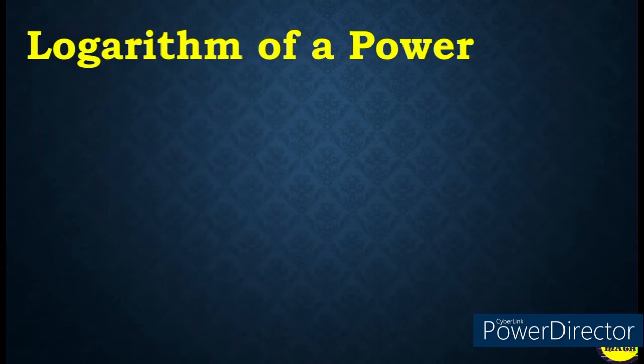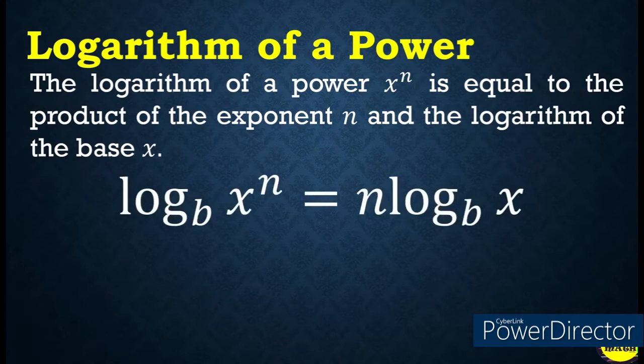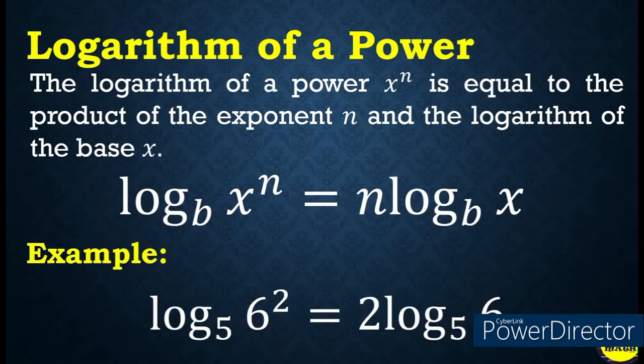For law number 3, the logarithm of a power: x raised to n is equal to the product of the exponent n and the logarithm of the base x. Let's say logarithm x raised to n with base b is equal to n times logarithm of x with base b. For example, log 6 squared with base 5 is equal to 2 times log 6 with base 5.